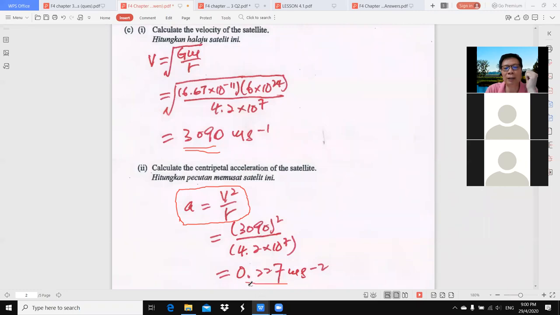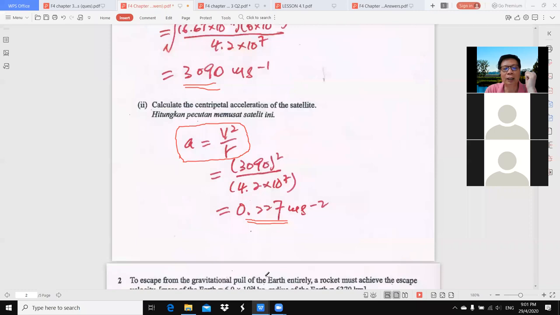So this is the centripetal acceleration of the satellite. This one is a velocity, and this one is the acceleration. Understand? So you see, when a satellite is orbiting the Earth, you can find the velocity, and also you can find the acceleration. What is the acceleration of the satellite orbiting the Earth? Understand?